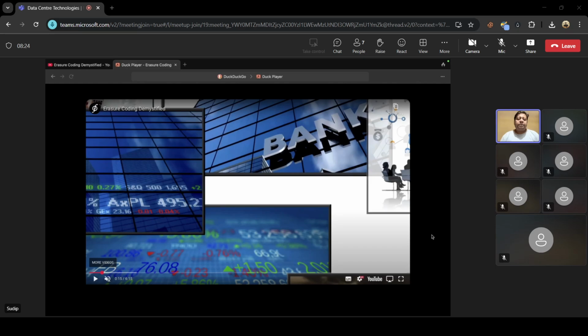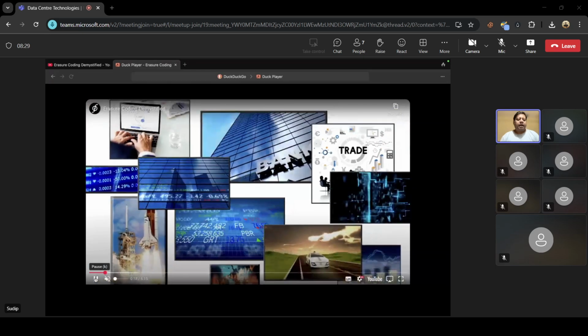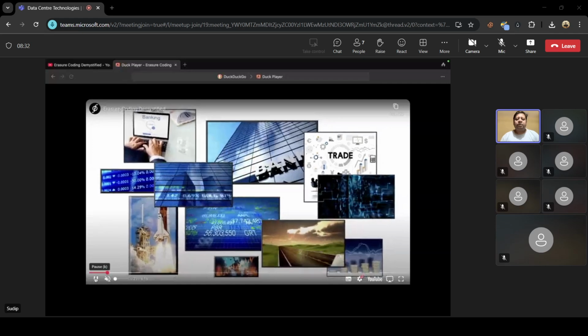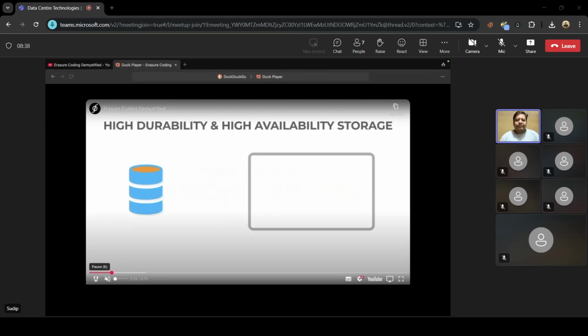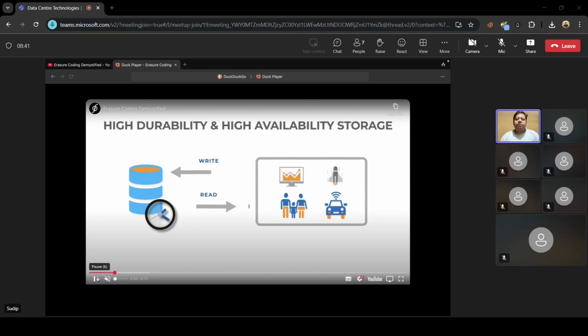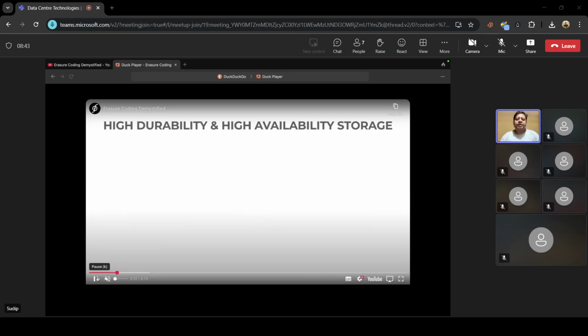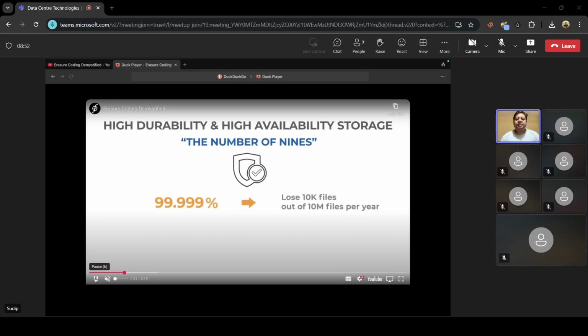Now, if RAID was already there, what was the use of inventing this kind of technology called erasure coding? What is its use? Basically, this technology came into existence because of the high availability standards which customers are expecting from storage systems. The standards and the expectations are increasing day by day.